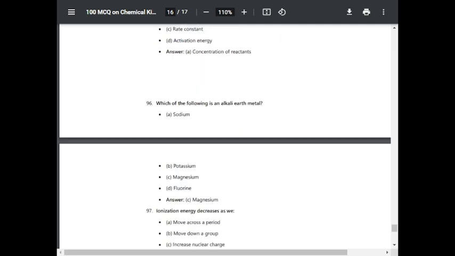Question number 96. Which of the following is an alkaline earth metal? Option A sodium, option B potassium, option C magnesium, option D fluorine. The correct answer is magnesium. Magnesium is an alkaline earth metal.